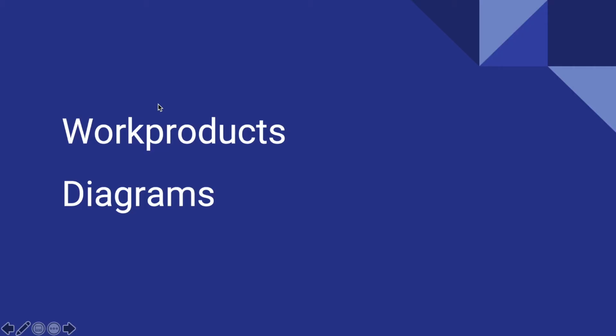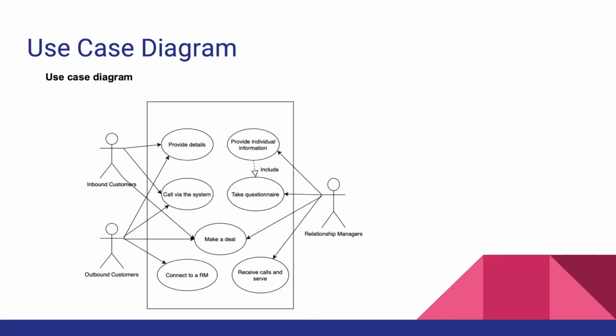Hi, this is Hao, and I'm going to go through one of the work product diagrams, which is the use case diagram. For this use case diagram, we have three actors: inbound customers, outbound customers, and relationship managers. For the inbound customers, they have to provide details at first, and they can call via the system. And for the busy time, the inbound customer should wait for relationship managers. But this is only a main flow from the use case of call via the system.